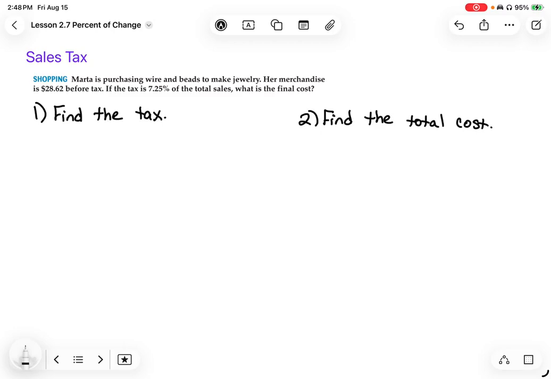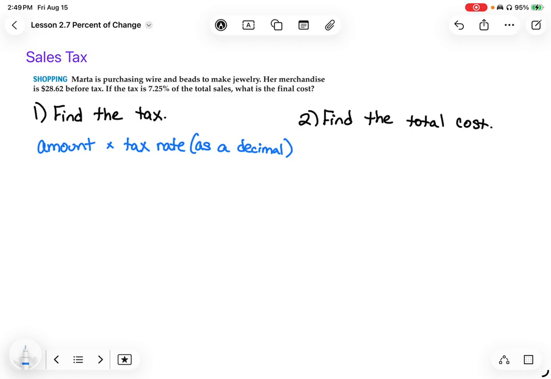To find the tax, all you do is take the total amount times the tax rate as a decimal. And the reason we have to do it as a decimal is because no matter how big and fancy your calculator is, the chances are it does not have a percent key on it. There are very few calculators nowadays where you could put in 7.25%.